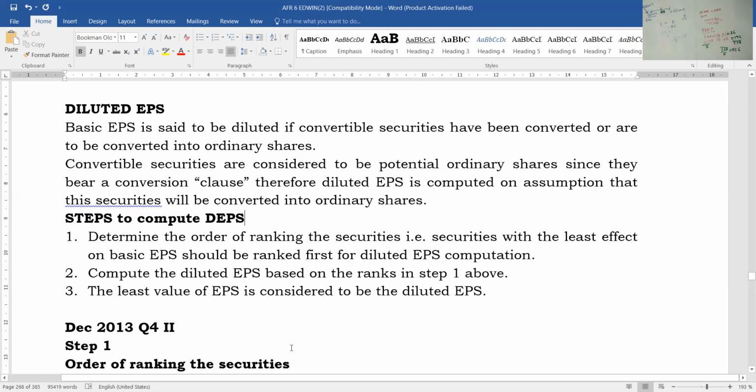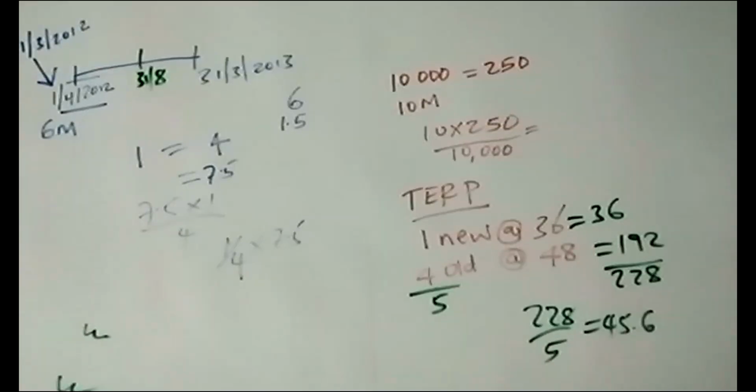Sorry. So let us now do the diluted earnings per share on the same question. For the computational part of it, and the presentation of the diluted earnings per share, remember that we have just looked at the steps we are supposed to follow. So we know them. We have to rank the securities, then we compute diluted earnings per share according to the ranks above.